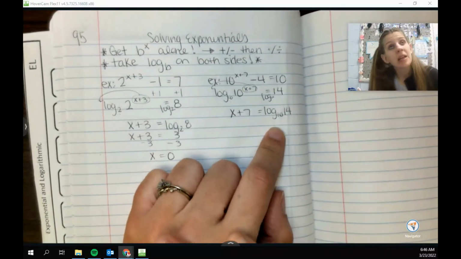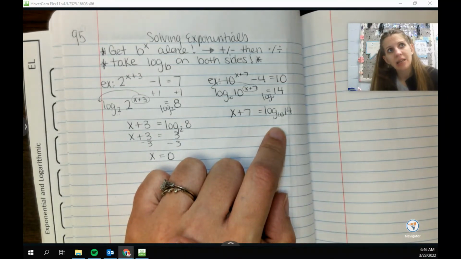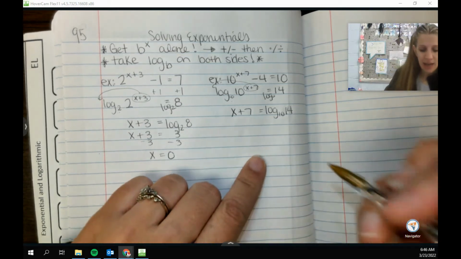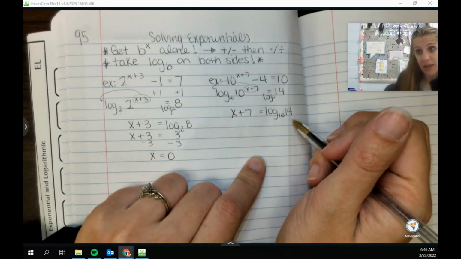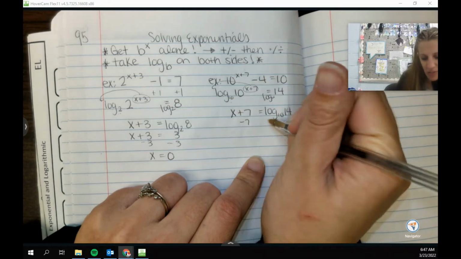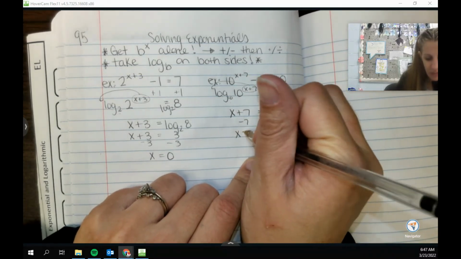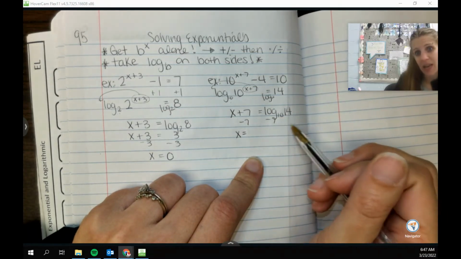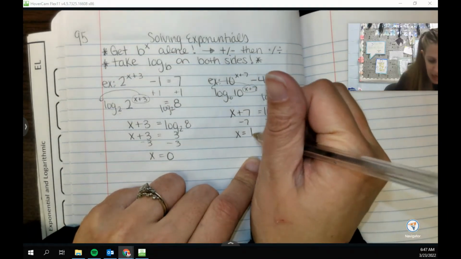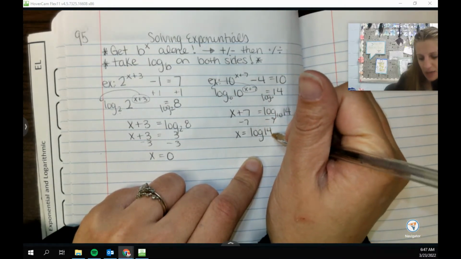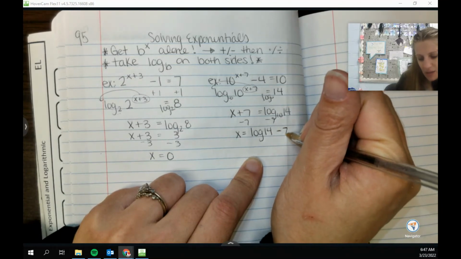Now this one is weirder because log base 10 of 14, like 10 to what power is 14? I do not know. Probably a decimal. And so if I'm not going to use a calculator, I kind of have to just leave it like this. But I do need to get x alone, so I'll subtract the 7. And here's the thing. This is some decimal, and then I subtract 7. I don't get to subtract the 7 from the 14. So without using a calculator, kind of my final answer here looks like log of 14 minus 7.